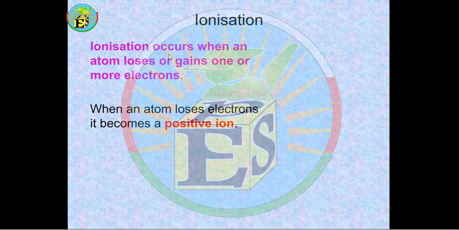The start of the new lesson. Ionization occurs when an atom loses or gains one or more electrons. When an atom loses electrons, it becomes a positive ion. If we take hydrogen as an example, it has one proton and one electron. If the hydrogen loses its one electron, it will be a positive ion.